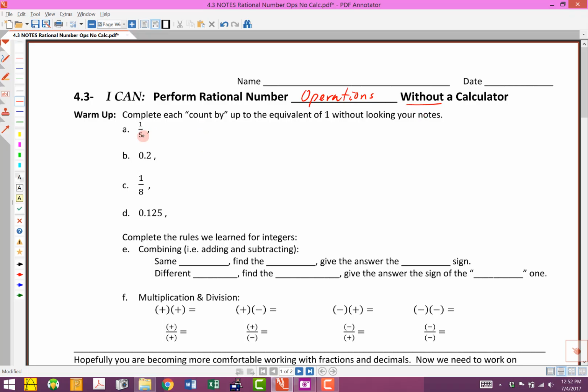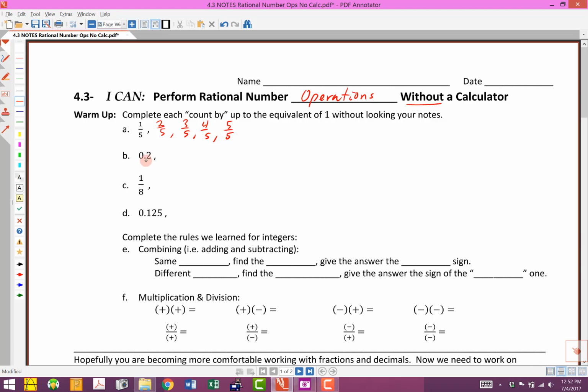So we're going to start with fifths. Fifths are a very common rational number, so we're going to go 1/5, then 2/5, 3/5, 4/5, and I get to stop at 5/5 because when the numerator is the same as the denominator, that would be the equivalent of 1. Let's do the same thing right here.